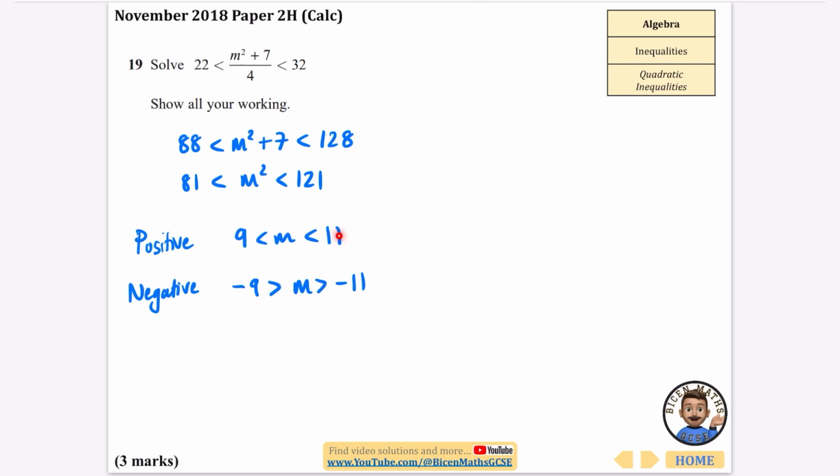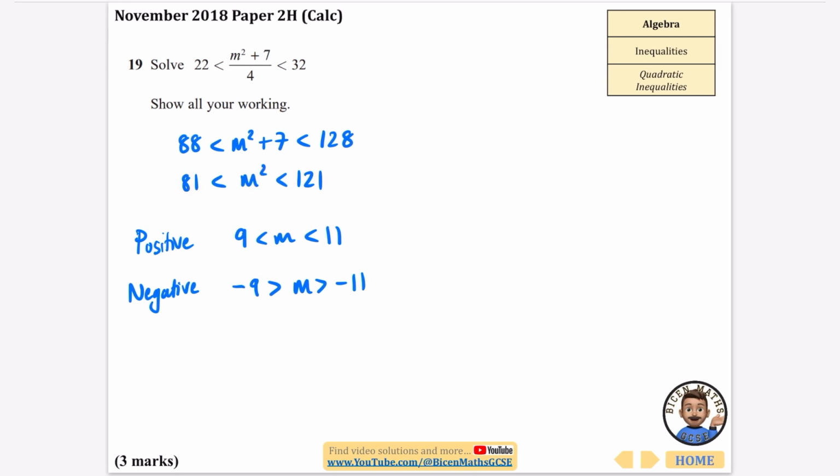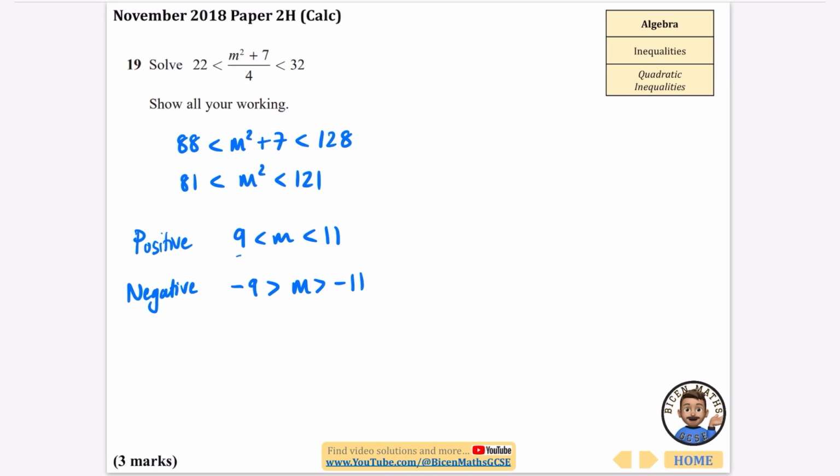So we've got these two answers here, and it should make sense, because if m is in between 9 and 11, let's say 10, then m squared is between 81 and 121. And if m was, say, between minus 9 and minus 11, like minus 10, when you do m squared, you would still get 100, which is in between these things that we've got here. So both of these together are our answers.